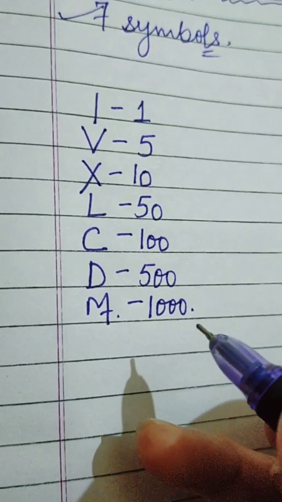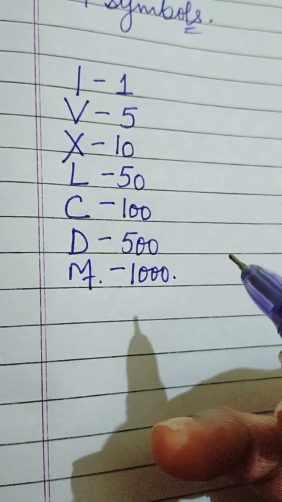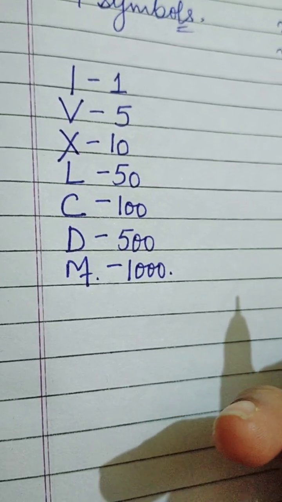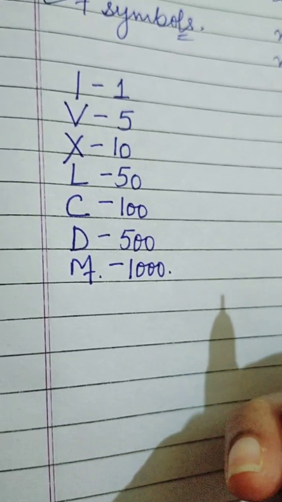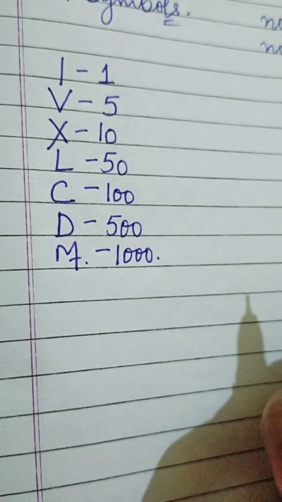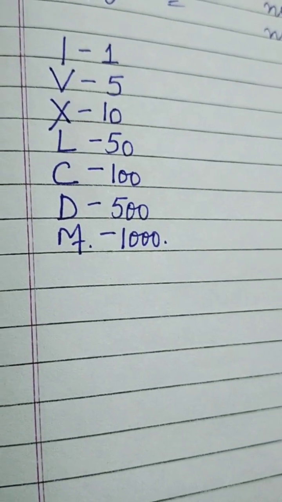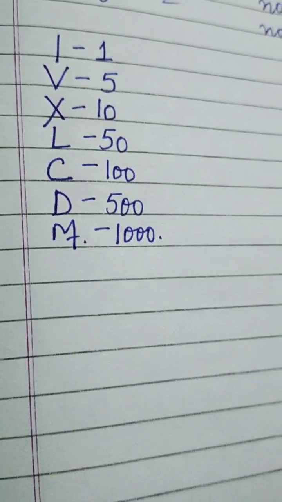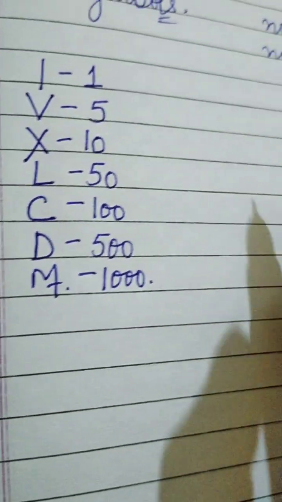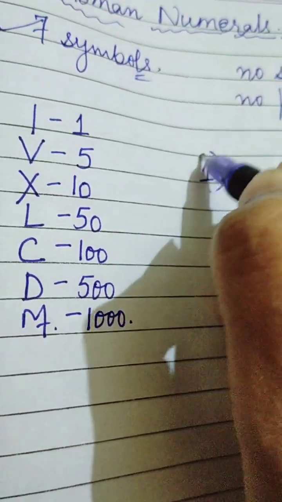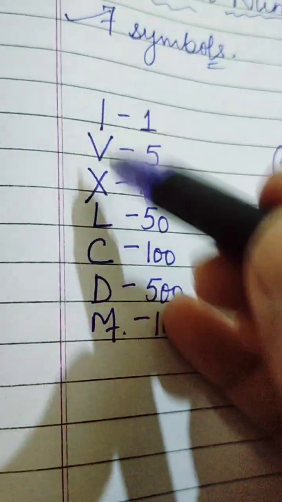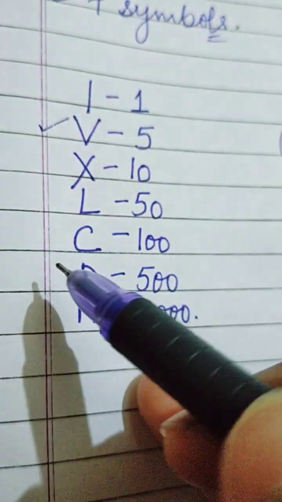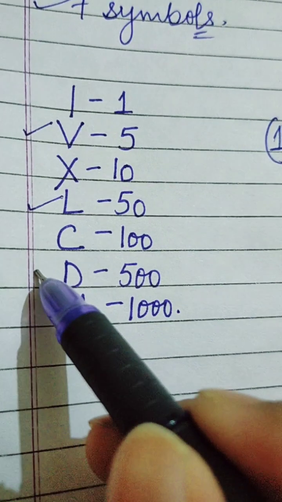Yes, now beta, there are some rules to write Roman numerals into Hindu Arabic and Hindu Arabic into Roman numerals. So here I am going to explain you some rules. By keeping those rules in mind, you can write the Roman numerals and Hindu Arabic numbers easily without any mistake or without any confusion. Yes, the first rule for the Roman numeral is that from these 7 symbols, here is V, L and D.